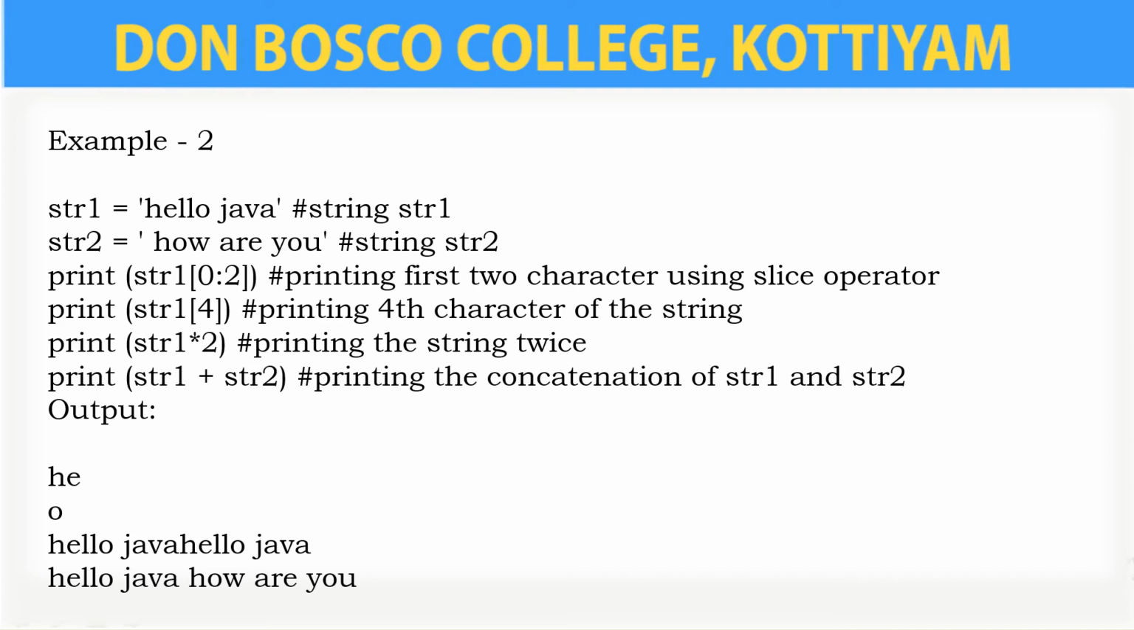Here we have another example, that is we have two strings. String 1 is equal to hello Java and string 2 is equal to how are you. And in the third statement it is mentioned as print within brackets str1 square bracket open 0:2. That means the first two characters will be printed and it will be using the slice operator.